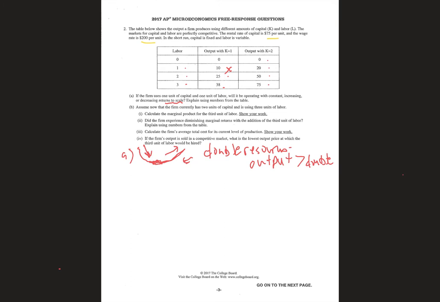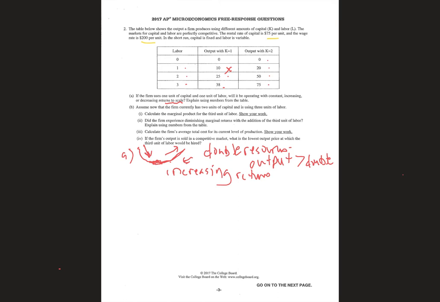Now, I'm producing with one worker and one machine and I'm making 10. If I double my workers to 2 workers and double my machines to 2 machines, 2 workers can produce 50. So I've doubled my resources, but my output has more than doubled. That is going to be increasing returns to scale. If I wanted to write out the whole thing, increasing returns to scale.